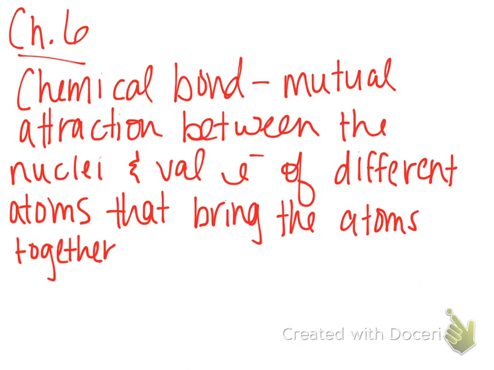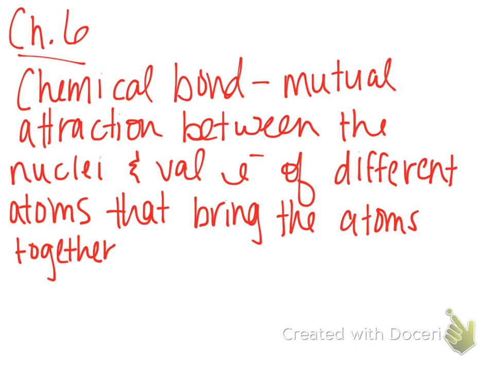Okay, so chapter 6, we're going to get into bonding, and we're going to look at two main types of bonding. But in general, a chemical bond is the mutual attraction. What's mutual mean? Is it one-sided or does it go both ways? Goes both ways, okay? So mutual attraction means it goes both ways, between the nuclei and the valence electrons of different atoms that bring the atoms together.